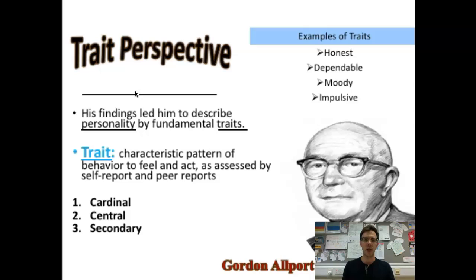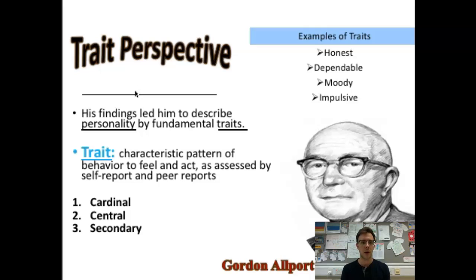So looking at the trait perspective, this is also a response to the psychodynamic theorists, right? We're trying to now get a better description of what is measurable, what can we describe, what is objective, what is more empirical, right? And so you have the trait perspective, and Gordon Allport is one of the key founders of this perspective, in the sense that he's the one who defined what a trait is. So he defined it this way: a characteristic pattern of behavior to feel and act as assessed by self-reports and then peer reports, right?